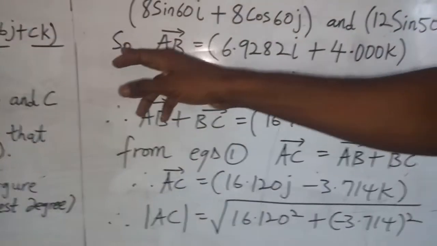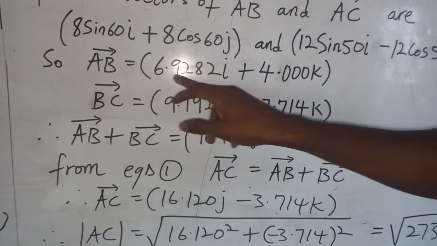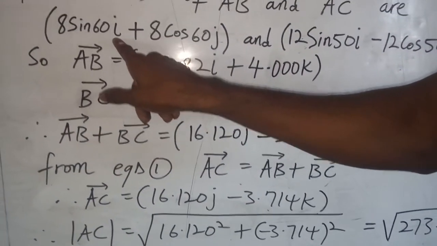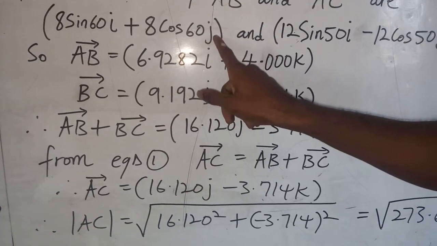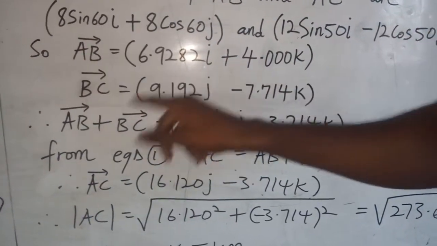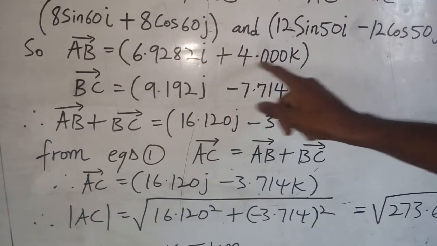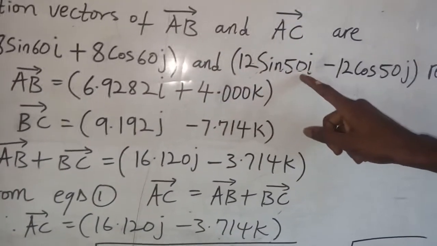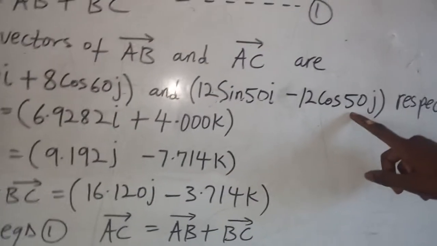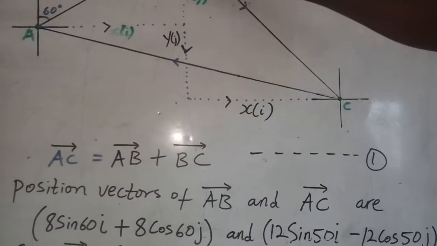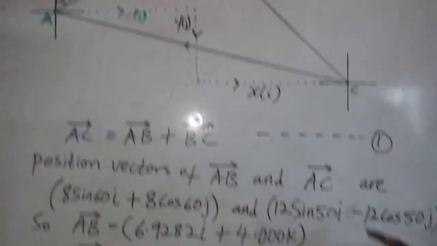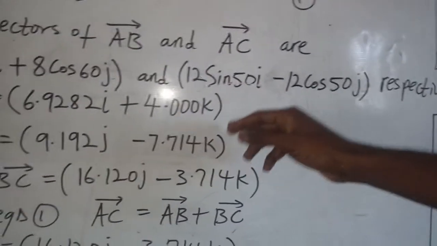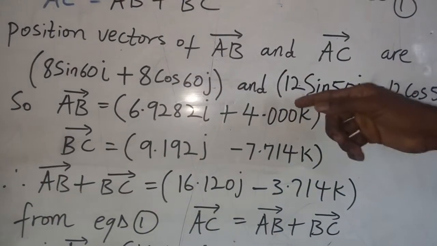Alright, now we have that AB has the x dimension, that is 8 sine 60 i. I means in the x direction, j in the y direction. So when you find 8 sine 60, you have this, and 8 cos 60, you have this. Also for BC, the x dimension is 12 sine 50 i, and the y dimension is the negative, that's this. So we have minus 12 cos 50 j. Once you simplify this, you have this.